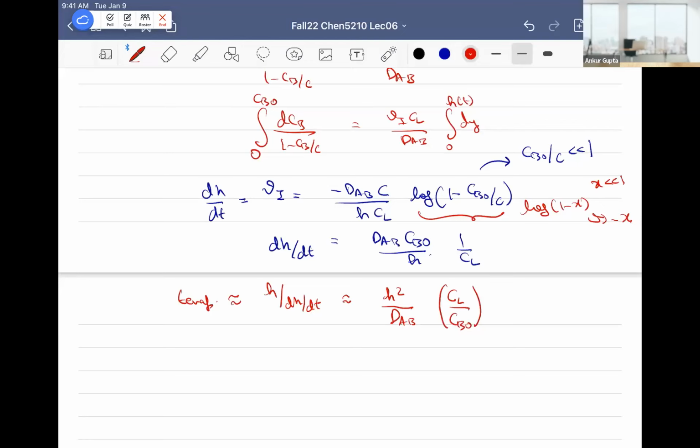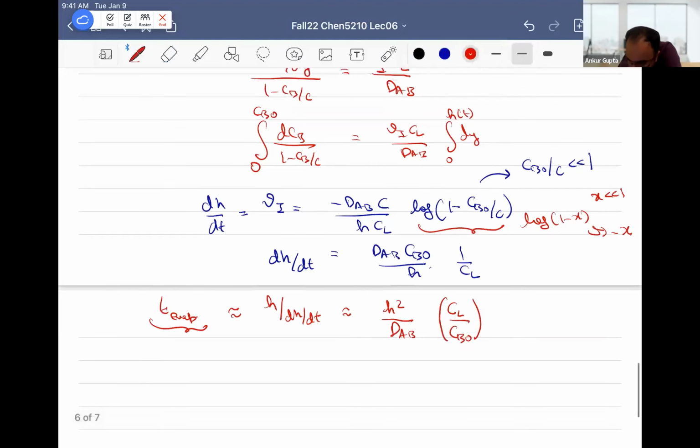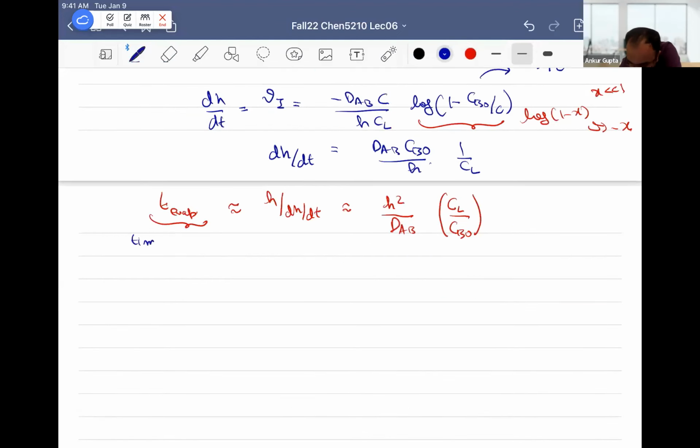You mean the h square by dt? Okay, this is h by dh by dt. This is T evaporation. So this is evaporation rate, or time for evaporation. Time for evaporation. Let's see. And then I'm saying this is H over dH by dt. What is this?